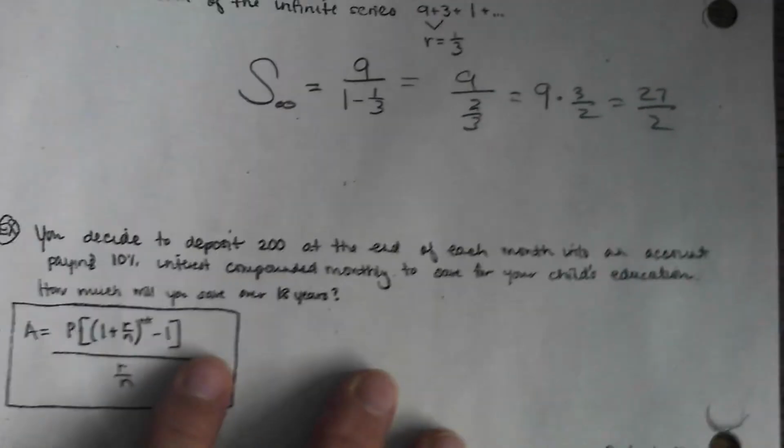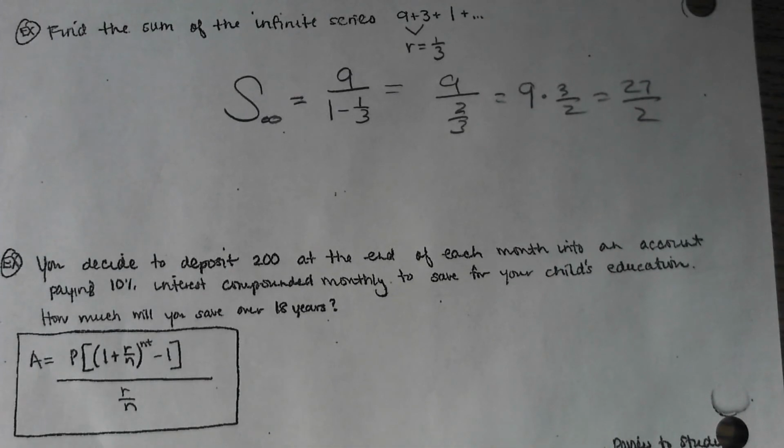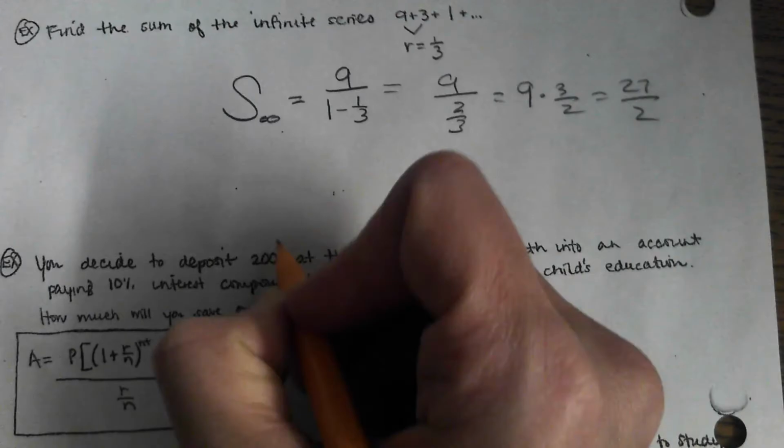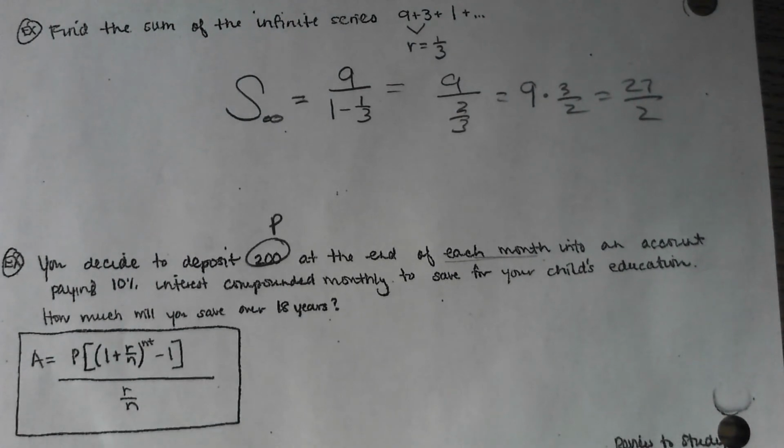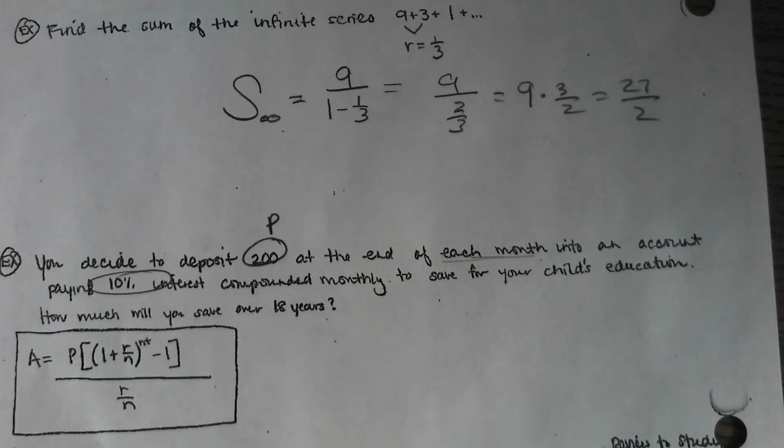And then you have the option of a word problem that sort of gives you a formula, like this one just gives us the annuity formula. And you do not need to know the annuity formula. That will definitely be given to you if it's on there. So you're depositing 200. That goes in for what letter? P. At the end of each month. So that's how you know it's an annuity, because it's a regular occurrence, kind of scheduled in equal increments. Into an account paying 10% compounded monthly. How much will you save over 18 years? I might have selfishly written this for myself to figure out what my plan is here.